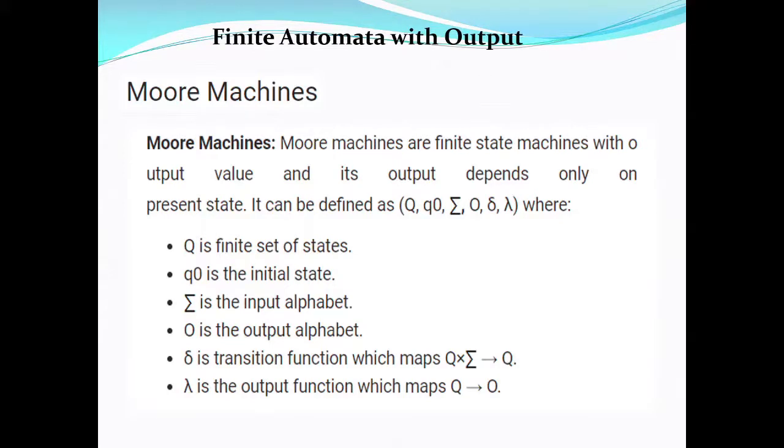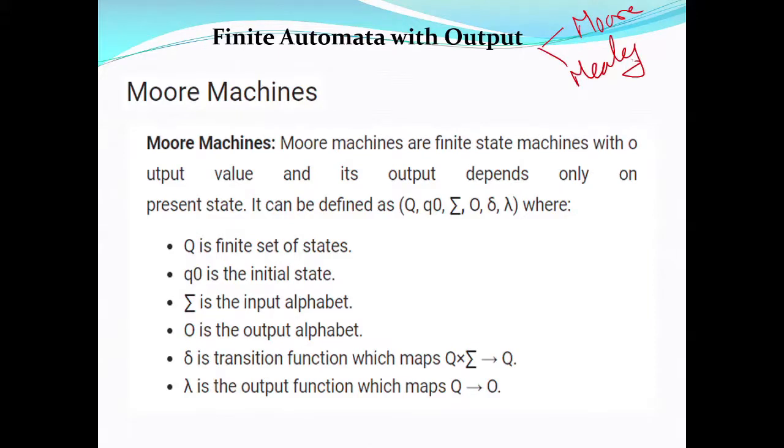So if I want some automata to produce an output, then what should I do? I am just making modifications to the FA so that it can, in addition to taking the input, also produce some output. So now I am modifying the definition of FA. There are two variations of FA with output. One is the Moore machine and the other is the Mealy machine. So we will discuss these two machines.